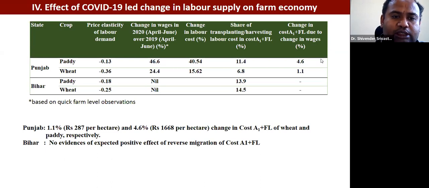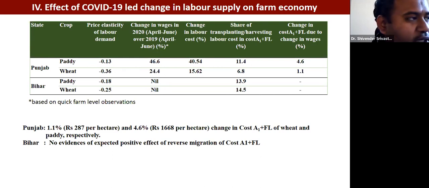Based on this, we estimated the demand elasticity of labor, and we also estimated it for Bihar, because most of the labor, mainly from urban areas, went back to rural areas. That might also have led to an increase in the supply of labor, so we can expect a decline in wages in the local market. We did a quick survey, and we found about a 24 to 46% increase in wages for paddy and wheat respectively in April to June 2020 as compared to April to June 2019. But in Bihar, we found that there was no decline in the wage rate.